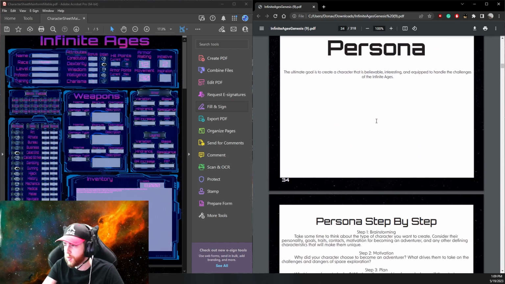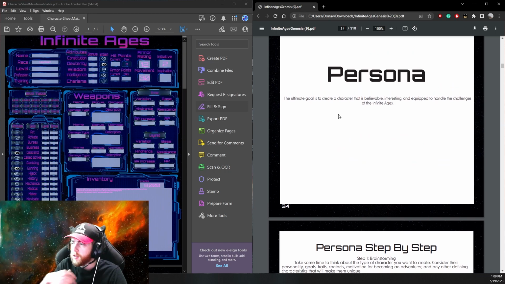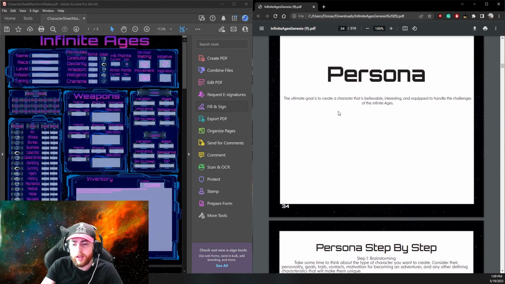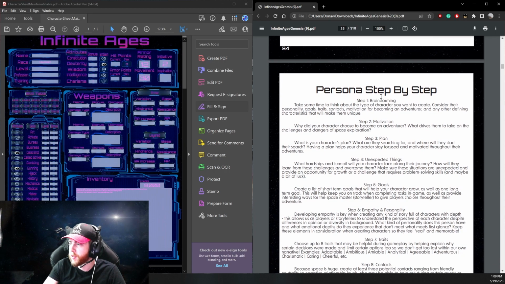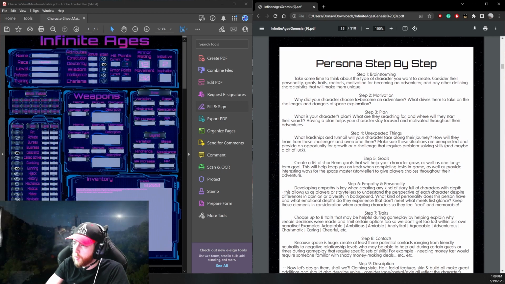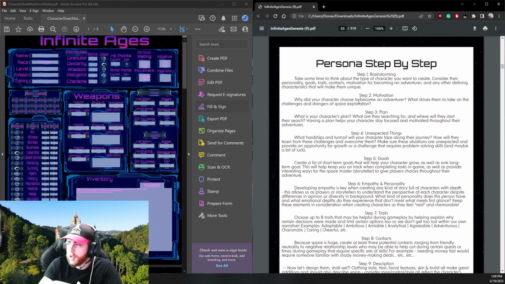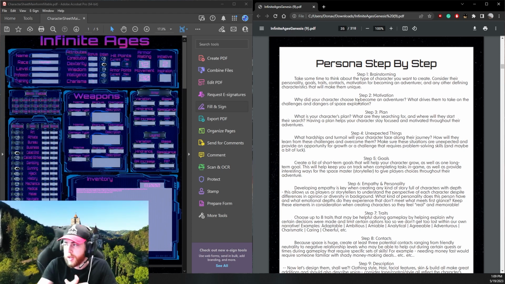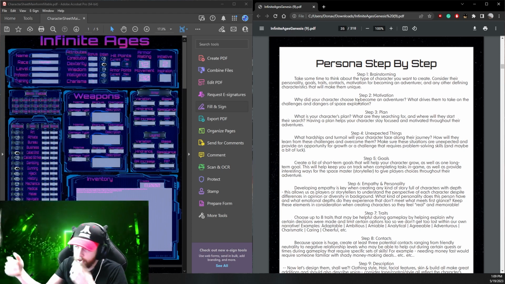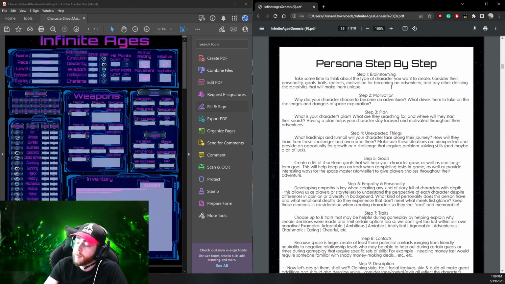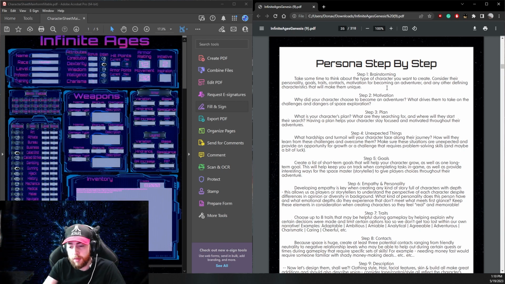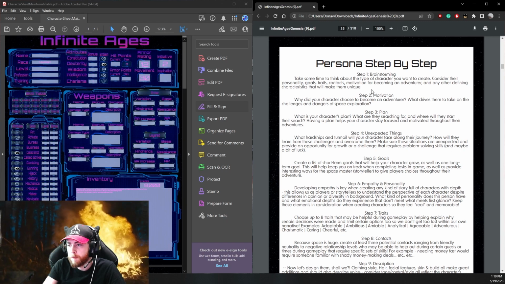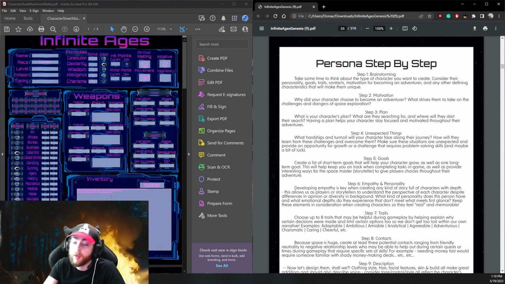Cool. So now we can go into building a persona. This is probably the more difficult part, where you actually put together your backstory and things like that. Persona step by step. First thing we're going to do is brainstorm an idea. So take some time to think about the type of character you want to create. Consider their personality, goals, traits, contacts, motivations for becoming an adventurer, and any other defining characteristics that will make them unique.